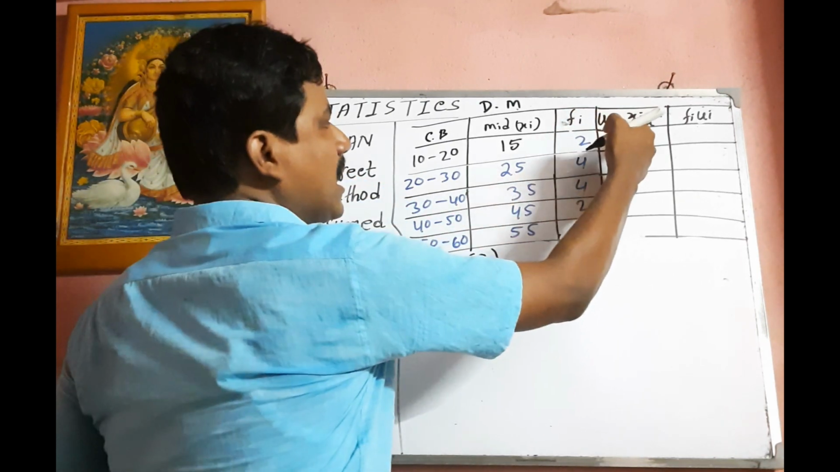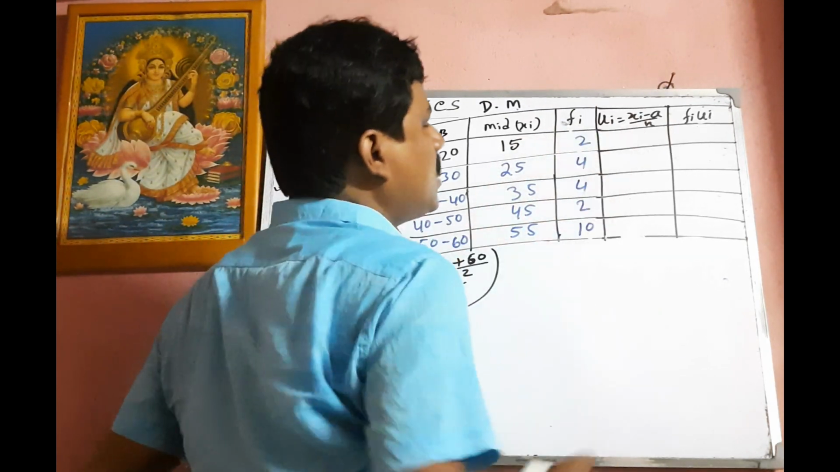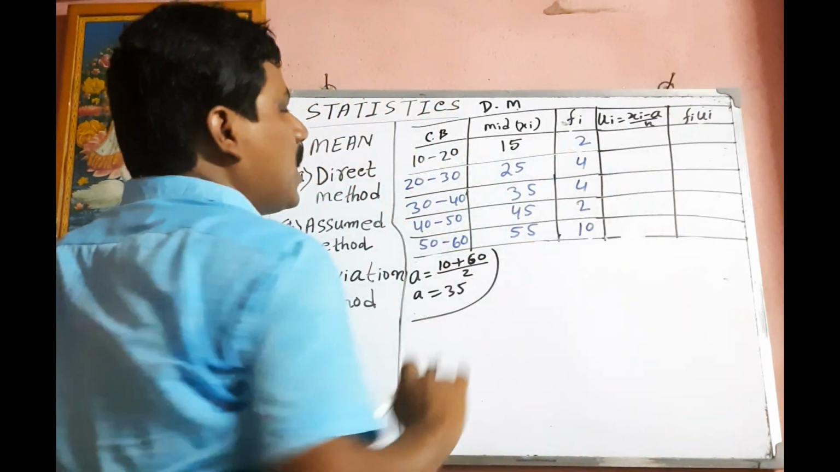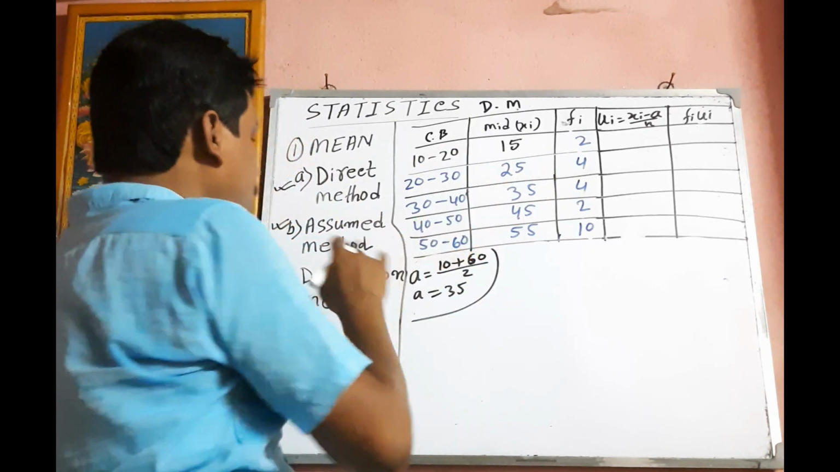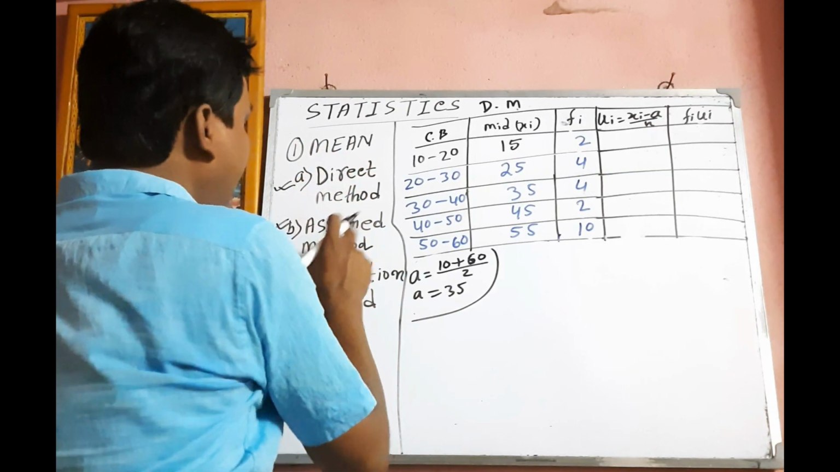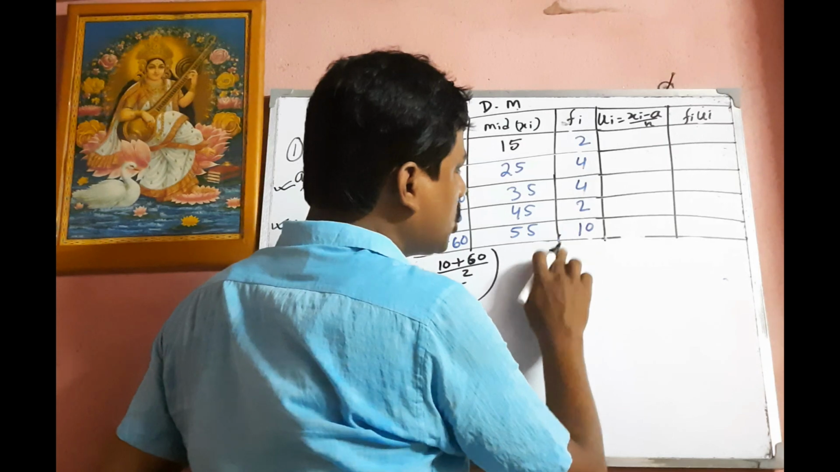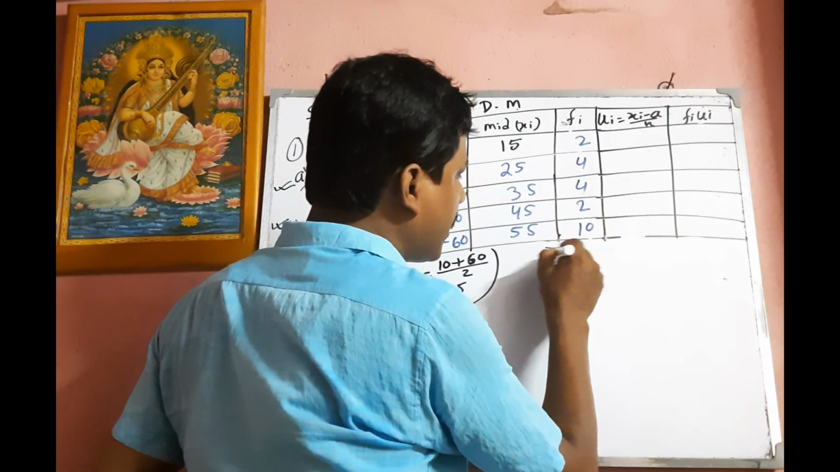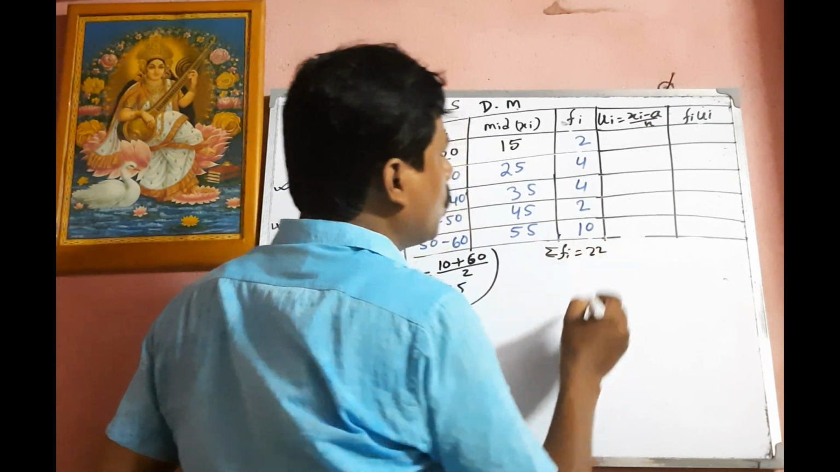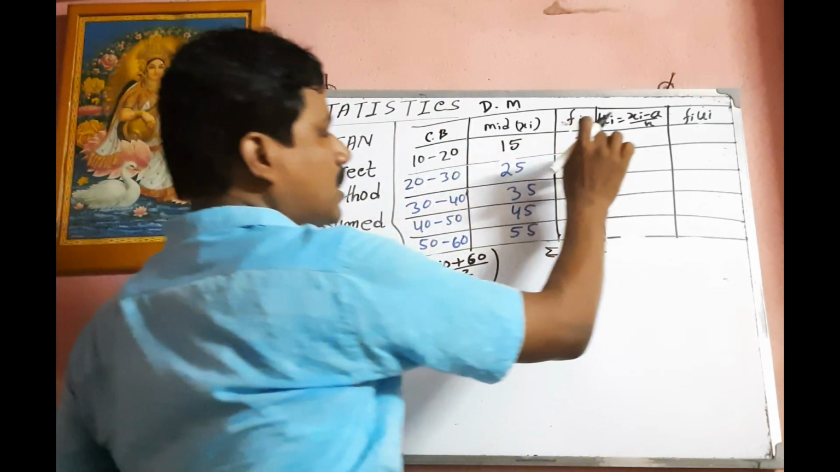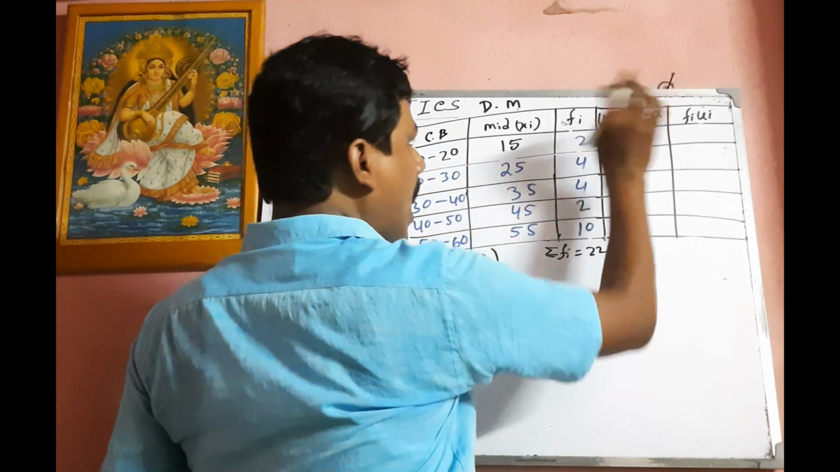Now ui is introduced here. ui is equal to xi minus a divided by h, and the last column is fi ui. These three columns are the same as the second method, the assumed mean method. Now if we add all this up, the summation of fi is equal to 22.